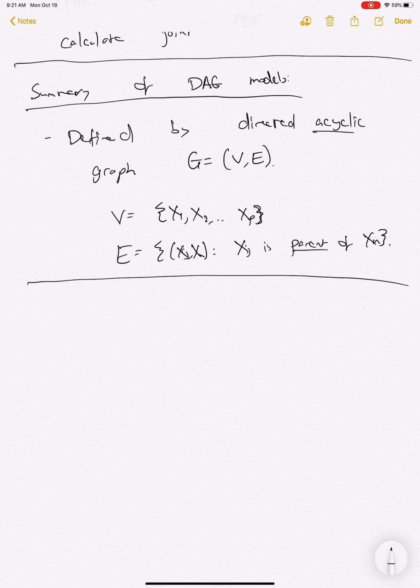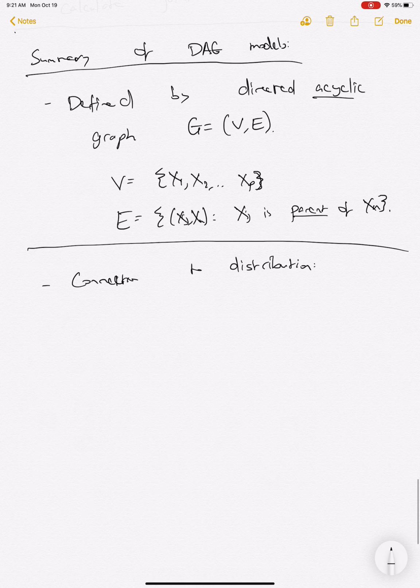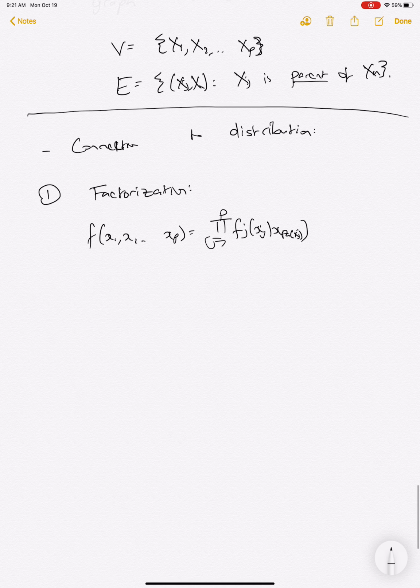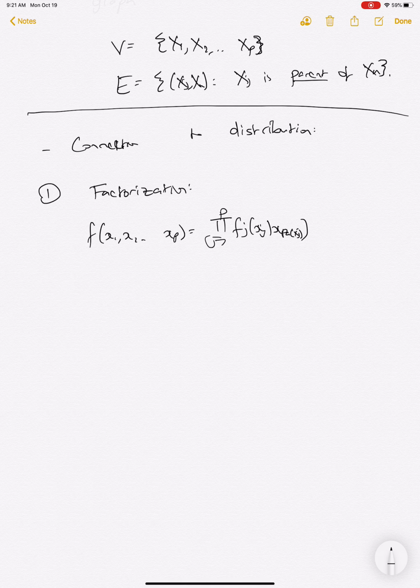And then the connection to the distribution is through, there's one which is through factorization, which is that the joint is just given by these conditionals. So once you know all the conditionals, you know the joint.